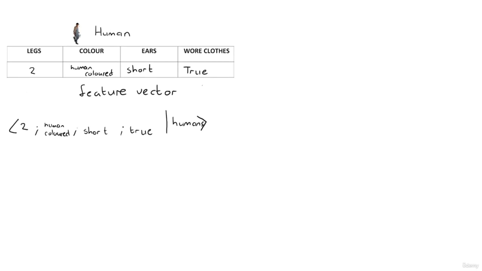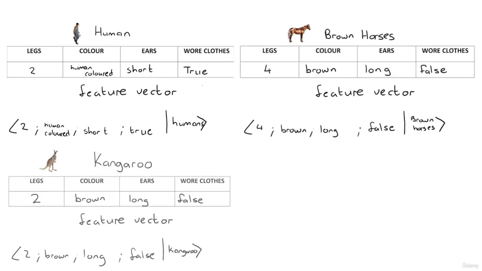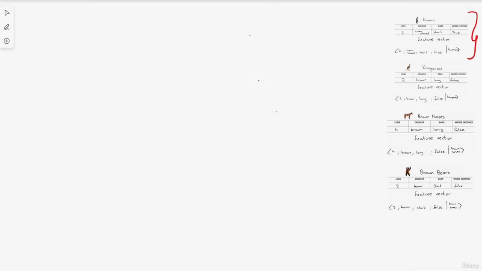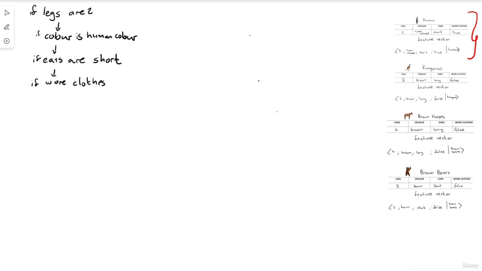He first needs to look at the feature vectors of the animals on Farmer Jack's farm. So, if you recall, Farmer Jack had humans, brown horses, kangaroos, and brown bears. He would then open up a coding environment on his computer and then proceed to manually code out the program. So, based on the feature vectors, the program would look something like this, where if the animal had two legs and is human-colored and had short ears and wears clothes, this animal would be classified as a human.